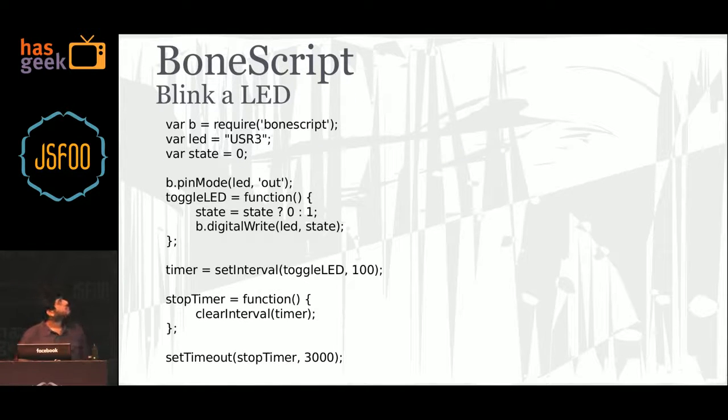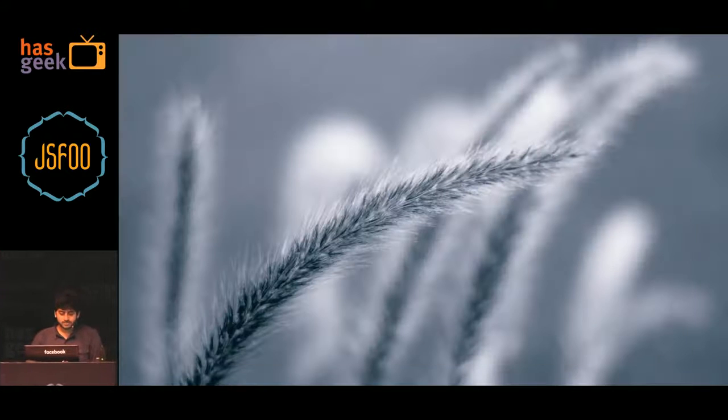This is a longer script which blinks an LED, and this reads the state, which if it is 0 sets to 1, and if it is 1 sets back to 0, at an interval of every 100 milliseconds. So basically this script is going to toggle an LED. Let's check out a quick demo of this.